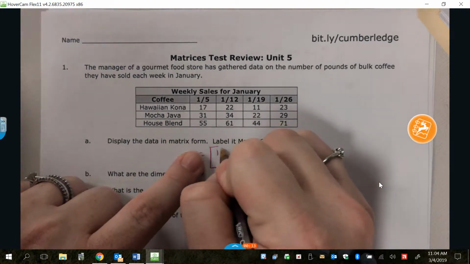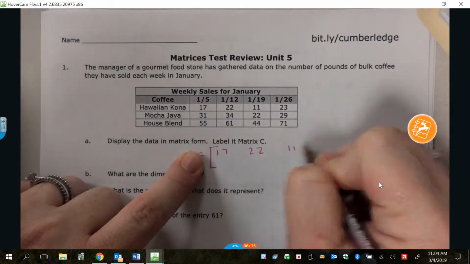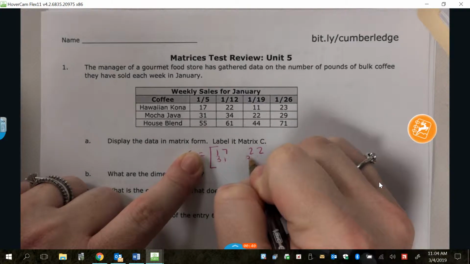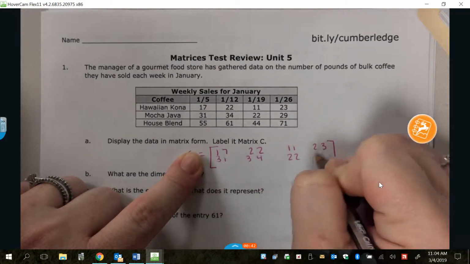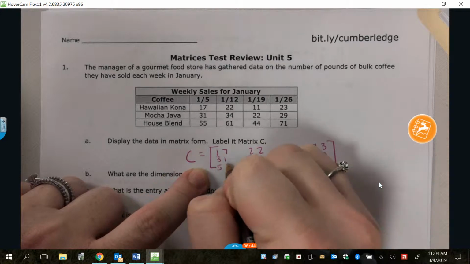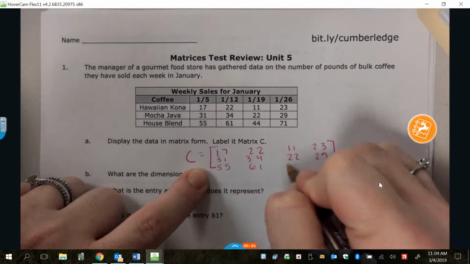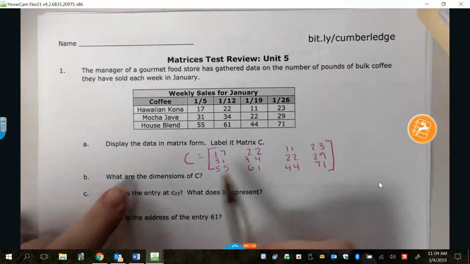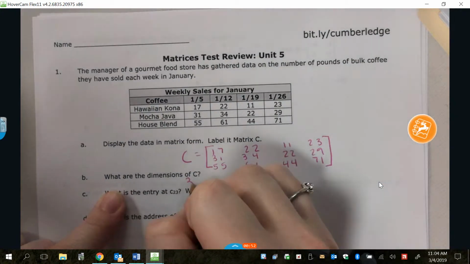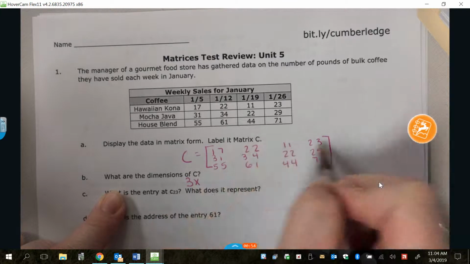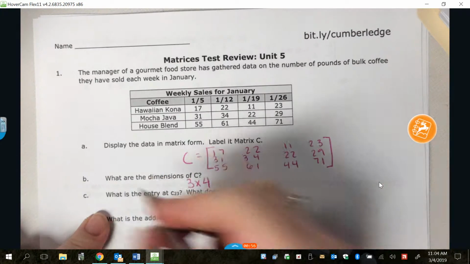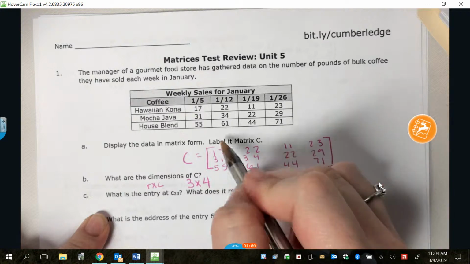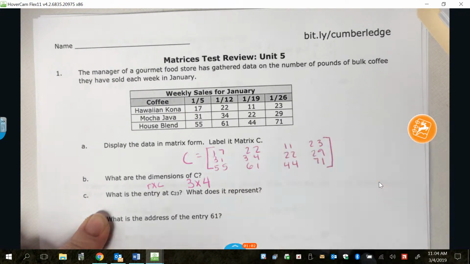So 17, 22, 11, 23, 31, 34, 22, 29, 55, 61, 44, 71. Okay, so what are the dimensions? Well, it's 3 numbers tall by 1, 2, 3, 4 numbers wide, so it's a 3 by 4. Remember, it's row by column: 3 rows, 4 columns.